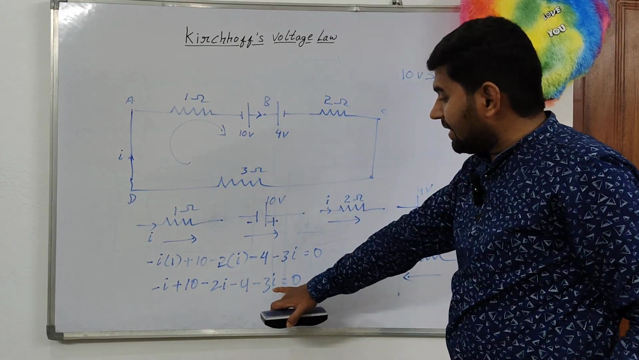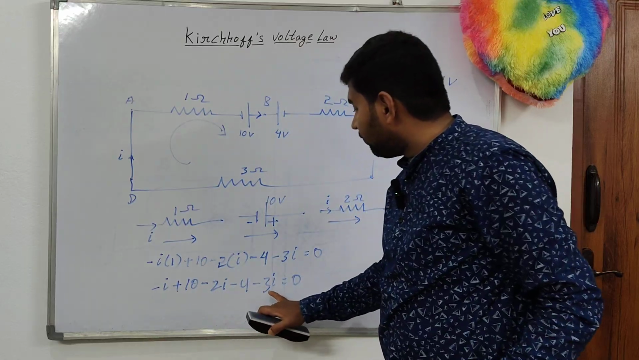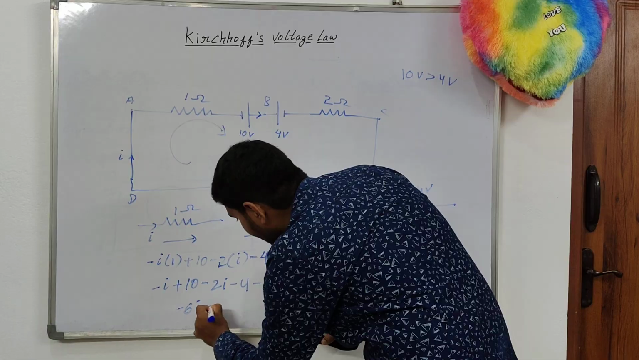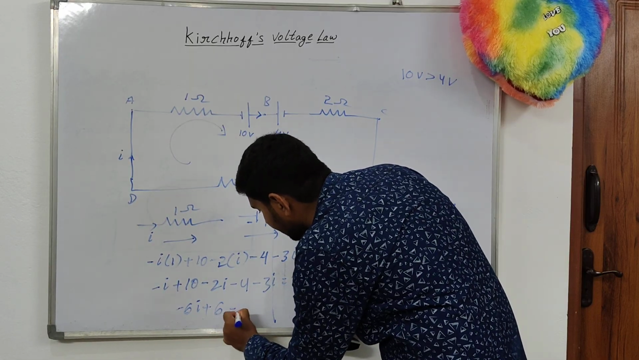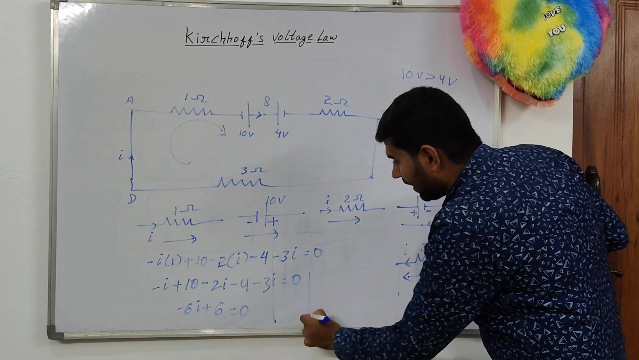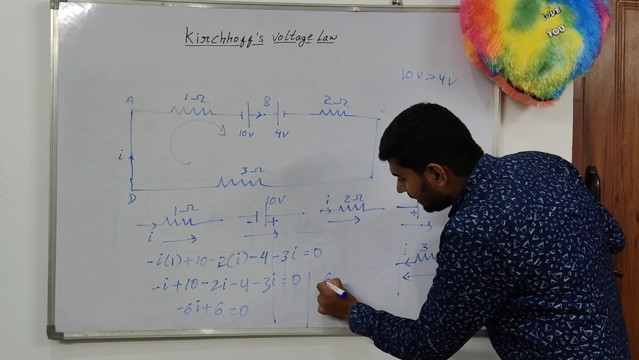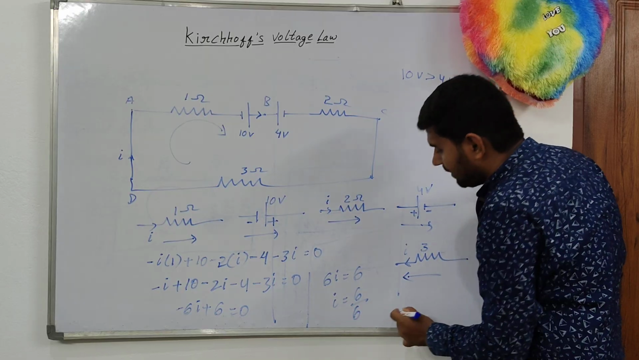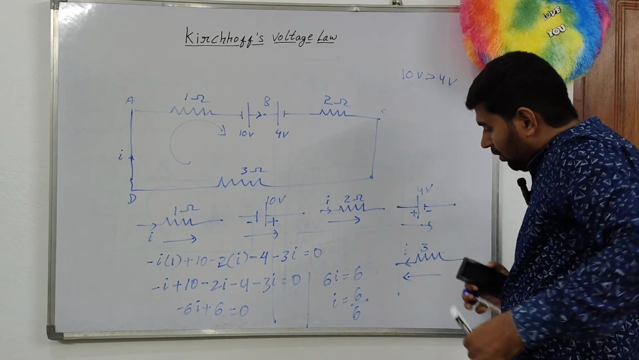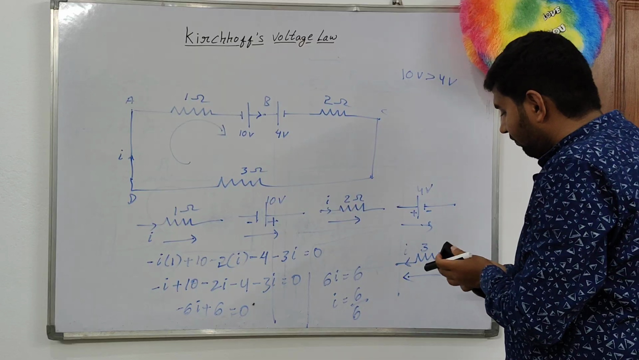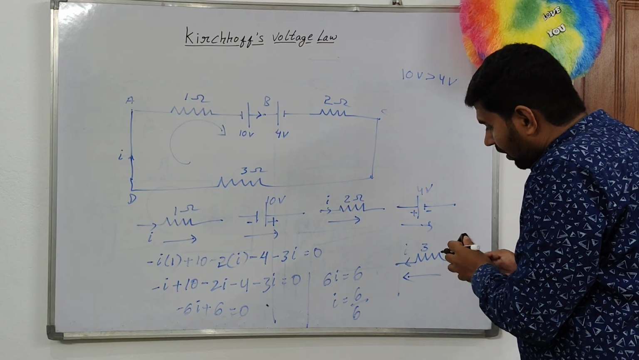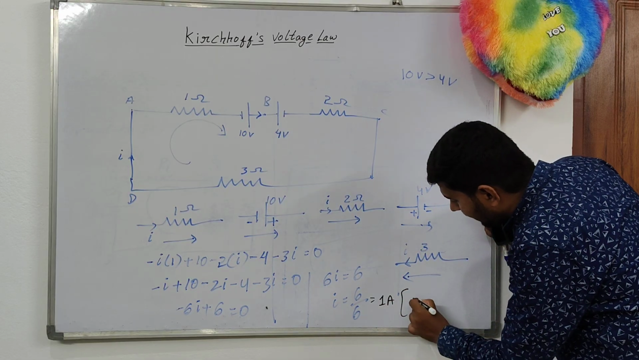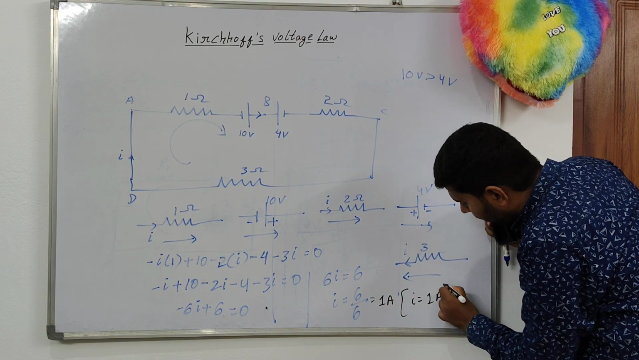From this, minus 3I minus 2I minus I, that is minus 6I, plus 10 minus 4, that is 6, is equal to 0. From this, 6I is equal to 6, I is equal to 6 by 6. Therefore, what is the value of I here? 1 ampere. Finally, you got I is equal to 1 ampere.